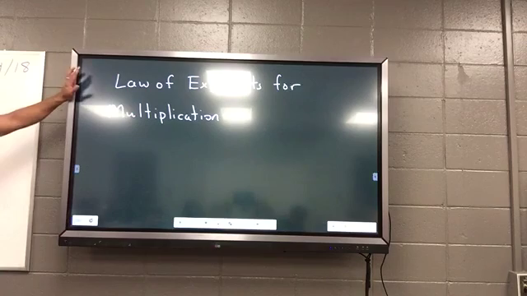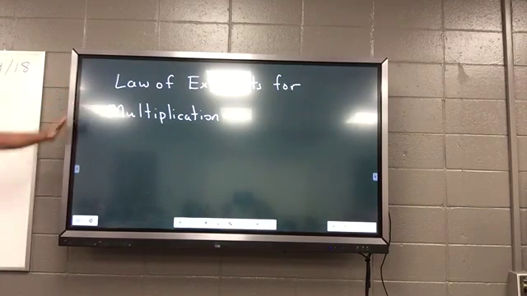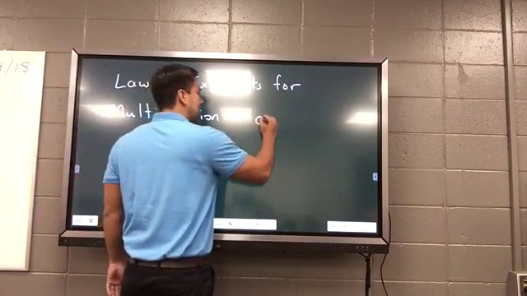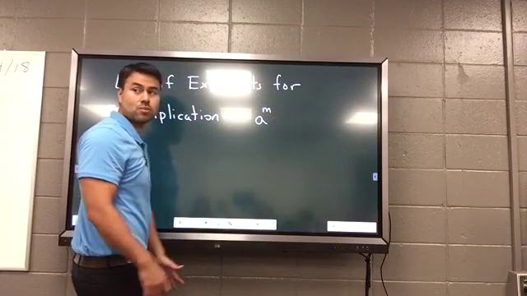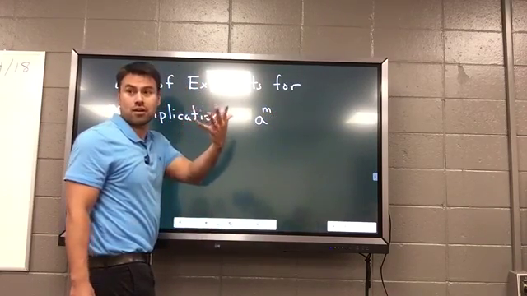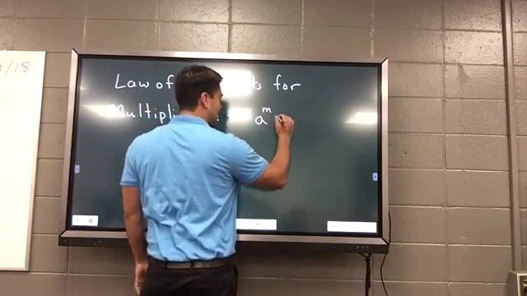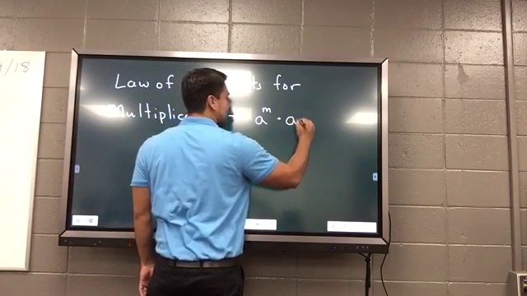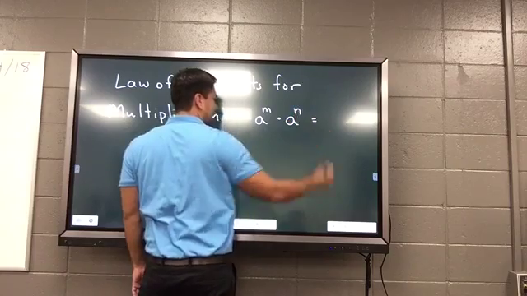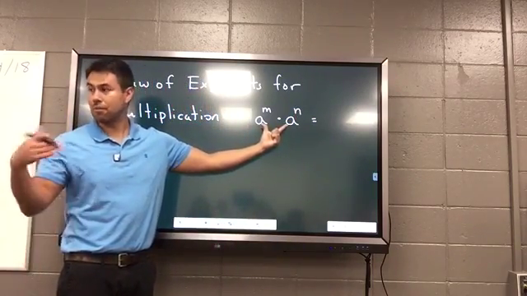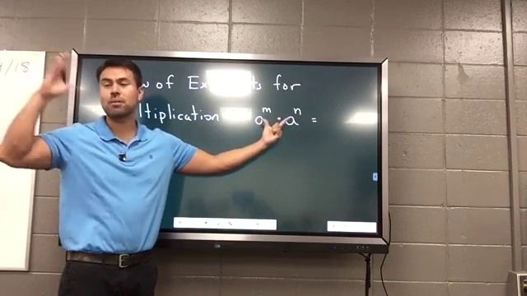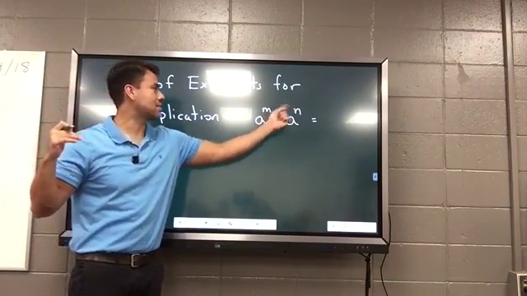So there are two laws. The law of exponents for multiplication is this. A to the m power. What's a and m? They're variables, but they stand for numbers. I don't know what numbers, but they stand for a number. Times a to the n. Okay, these two are powers, correct? They have a base to some power. I don't know what those are, but I know that they have a base and some power.